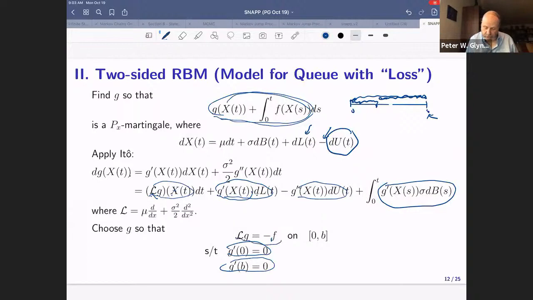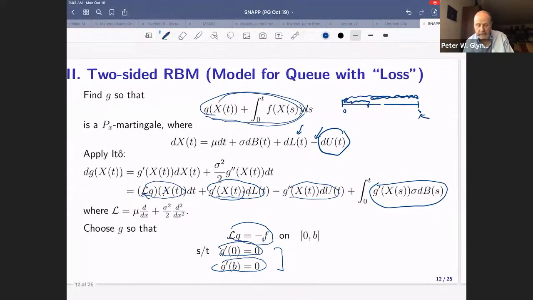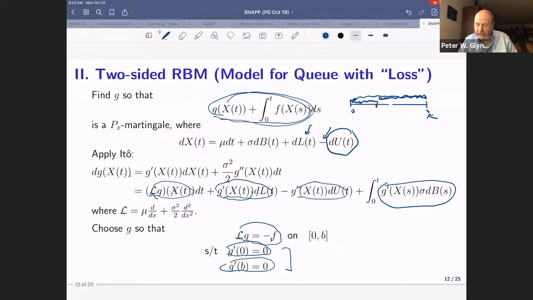Here's the differential equation on the interior, and here are the two boundary conditions that go with reflection at the origin and reflection at B. Now, from the standpoint of the queuing interpretation, it's pretty clear that one of the most interesting things to compute in this context is to somehow get central limit theorems, laws of large numbers, and other such results for the loss process itself. The loss process itself is U(t).